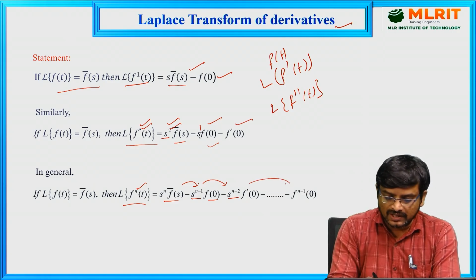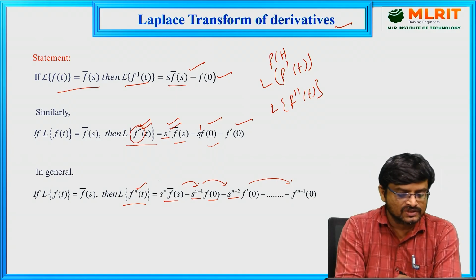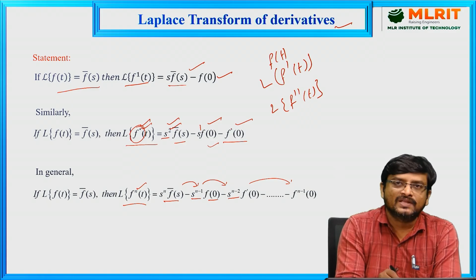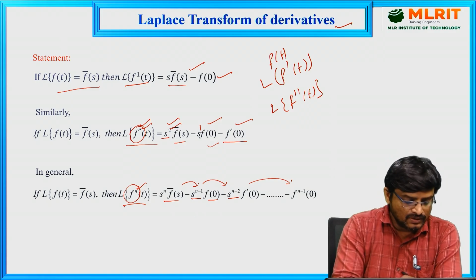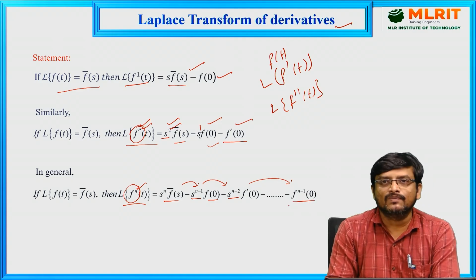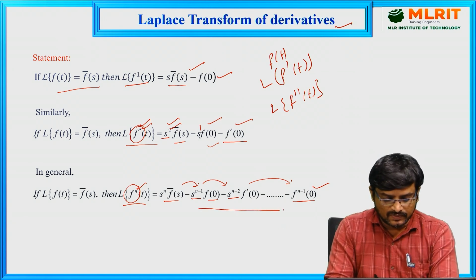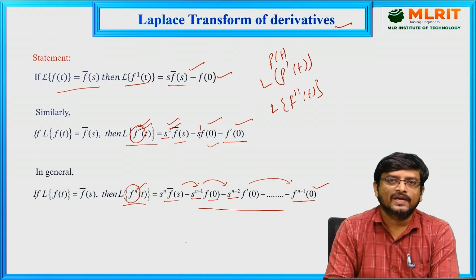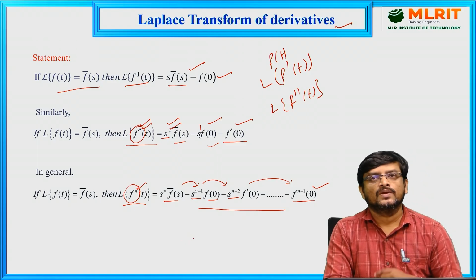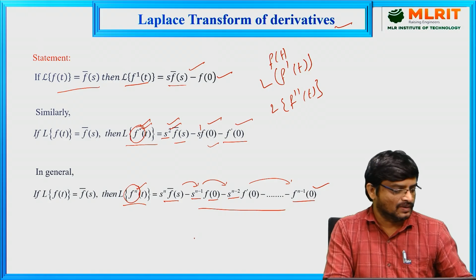We have to continue until we get s power 0. Whenever we take f double dash, we end that formula with f dash. Since we are taking the nth derivative of f, the last term must be the previous derivative, the n minus 1th derivative of f of 0. So this is the standard formula we will use. Based on this derivative, we can apply the Laplace transform. Now we will take some problems on the Laplace transform of derivatives, and see when we can apply these formulas.